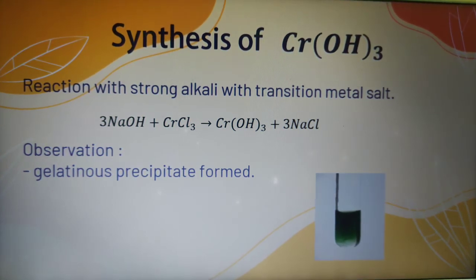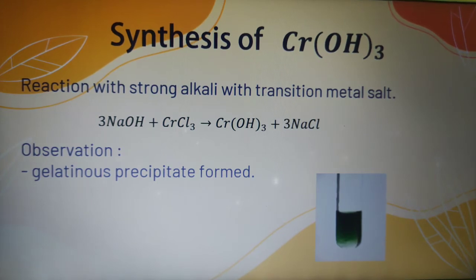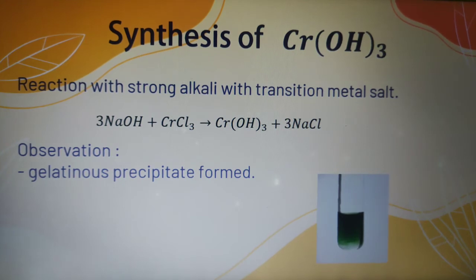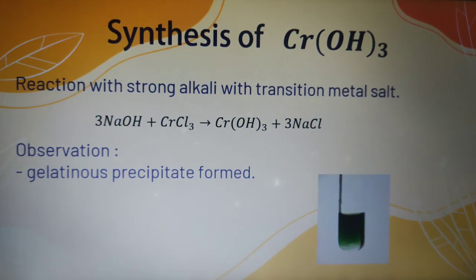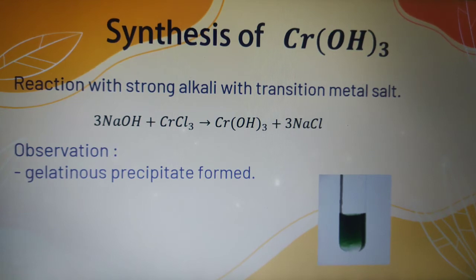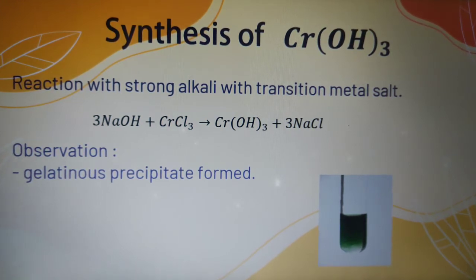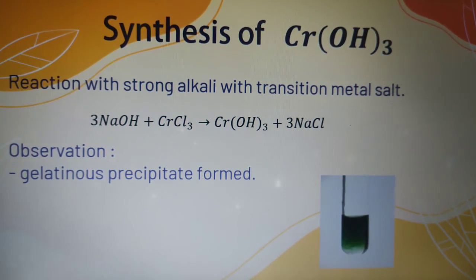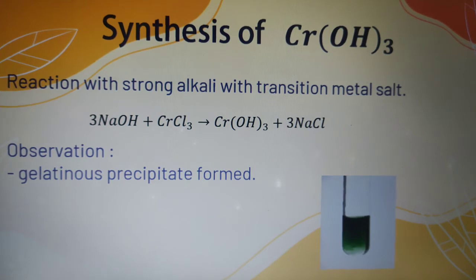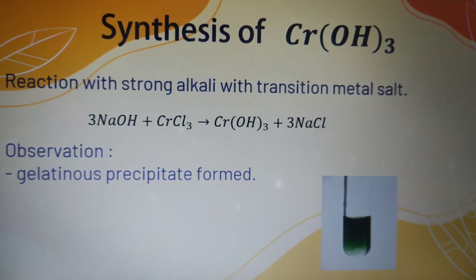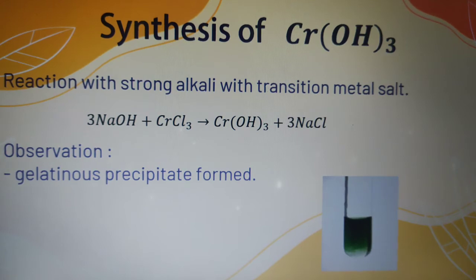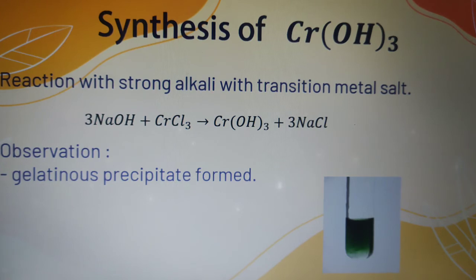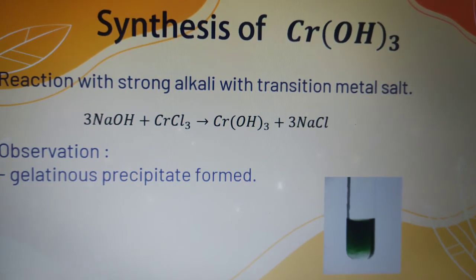In order to produce chromium 3 hydroxide, we need to react a transition metal salt with a strong alkali. For this example, I use chromium 3 chloride reacting with sodium hydroxide to form chromium 3 hydroxide with sodium chloride. By doing the experiment, we can find that a gelatinous precipitate is formed. This precipitate is the chromium 3 hydroxide.